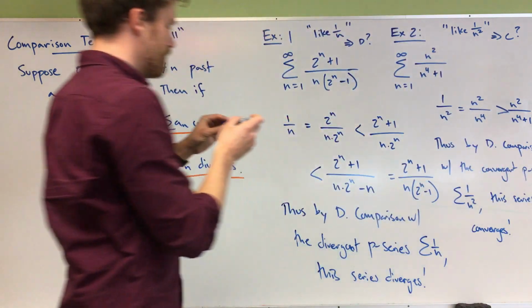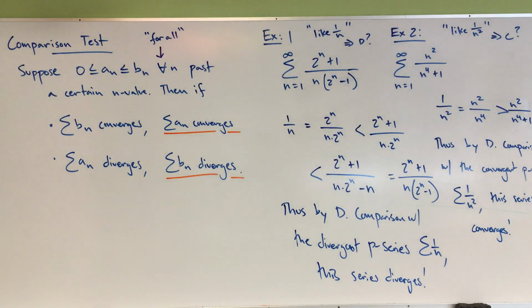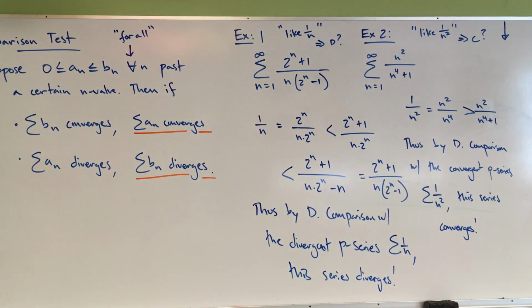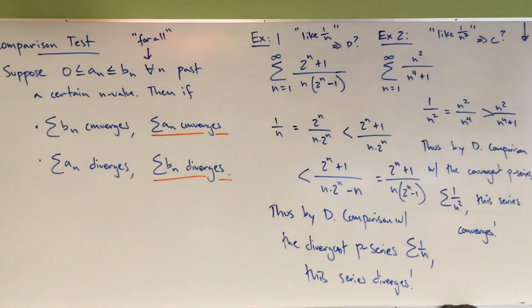So that's direct comparison, and the whole idea is think about something that you think is very similar. Just move this over so you can see that. But that you think is very similar to your series, behaves similarly, and then show that it is smaller than something that converges or bigger than something that diverges, and you'll be able to make an appropriate conclusion.